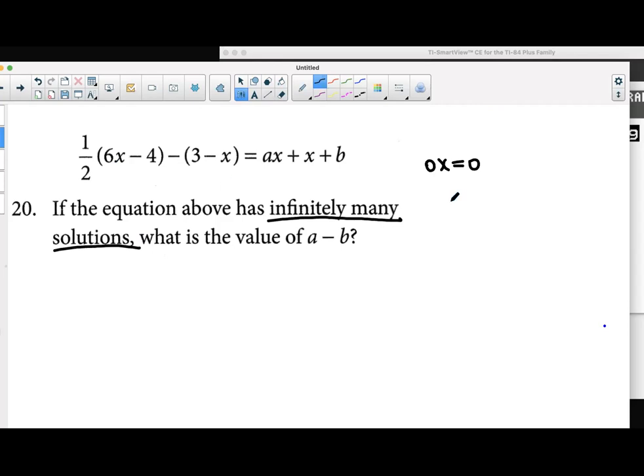Okay, I'm going to use the black ink. So we get 1/2 of that. So we get 3x minus 2 minus 3 minus x. Let me simplify this one. 2x minus 5 is in fact equal to ax plus x plus b. And in that case, what do you realize, guys? All right. Oh, x's have to be the same.